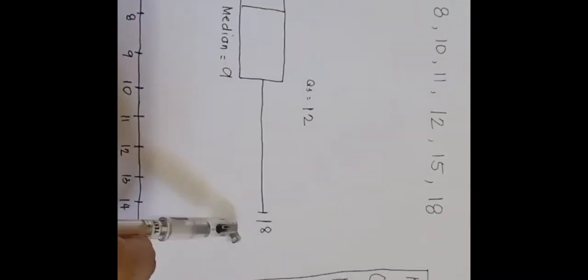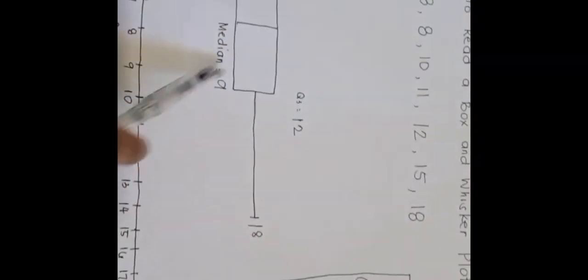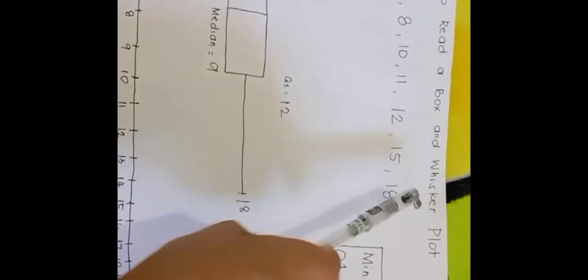So there you have it. There is an overview of how to read and interpret and basically understand what you're looking at when it comes to box and whisker plot. Thank you.